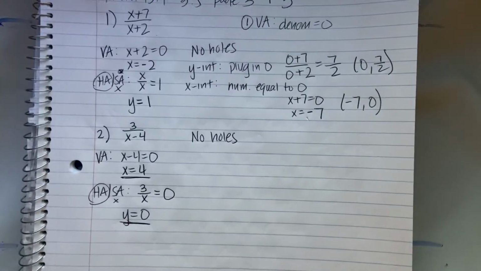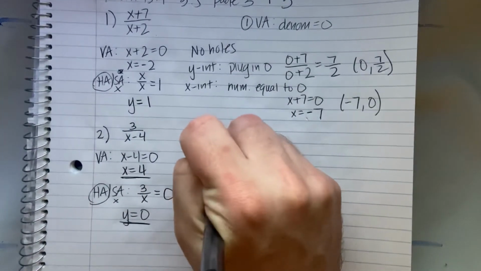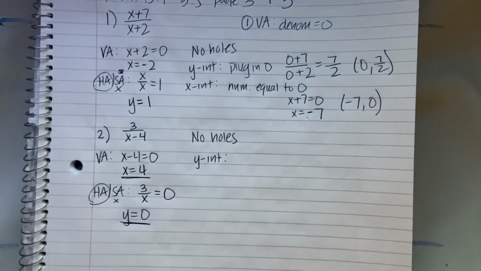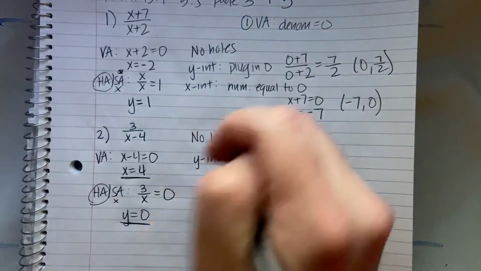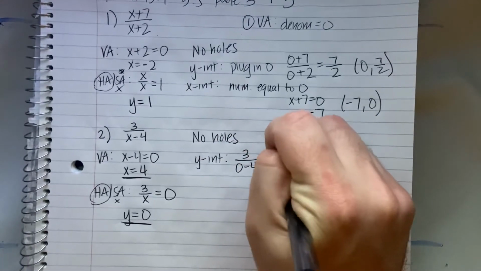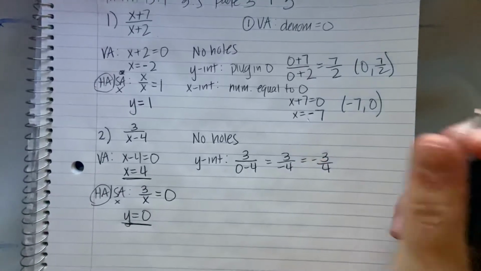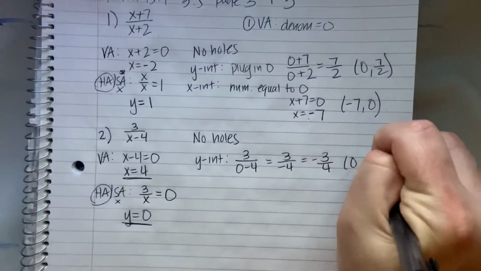So what's going to happen next? Do the y-intercept and the x-intercept. So what's the y-intercept? Plug in 0. 3 over 0 minus 4. That's 3 over negative 4, which is negative 3/4. And again, this is a point, (0, negative 3/4).